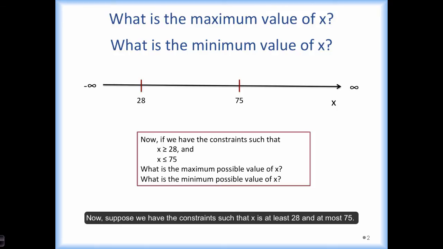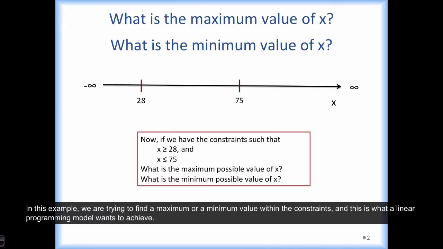Now, suppose we have the constraint such that x is at least 28 and at most 75. Then what is the maximum possible value of x and what is the minimum possible value of x? It is straightforward that the maximum is 75 and the minimum is 28. In this example, we are trying to find a maximum or a minimum value within the constraints, and this is what a linear programming model wants to achieve.